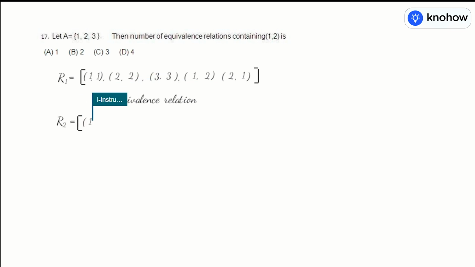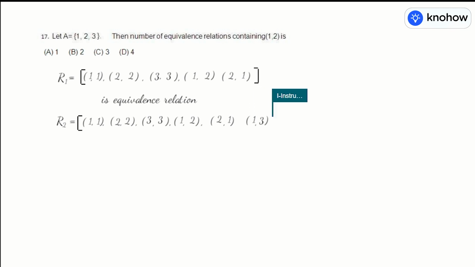R2, of course, (1, 1), (2, 2), (3, 3), and (1, 2) and (2, 1), because (1, 2) has to be there, so (2, 1) will also be there. What else can be here? We can include now, (1, 2) we have taken, and so (2, 1), I can include (1, 3) also. So if (1, 3) is there, then for symmetric (3, 1) should be there. And because (1, 3) and (3, 1) is there, it has to be symmetric also. So just look at the symmetric part.